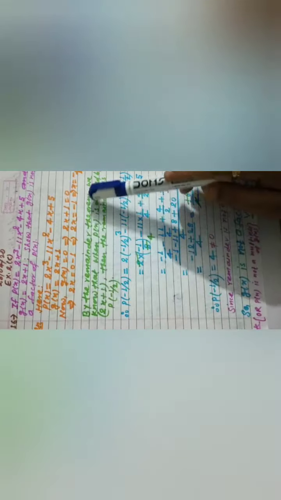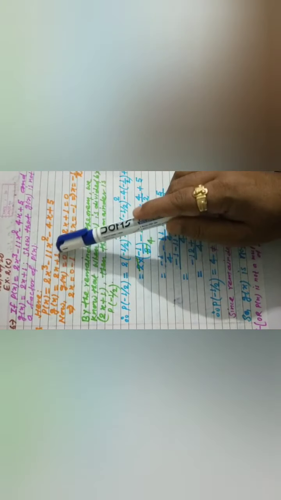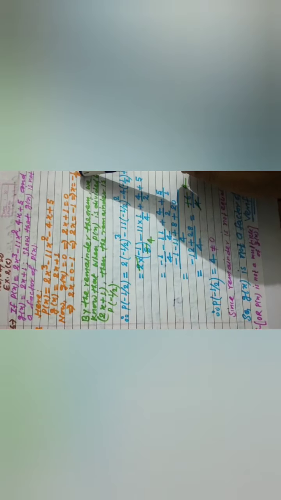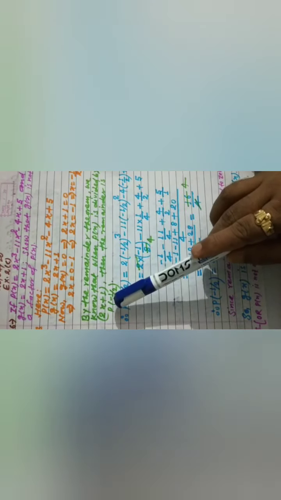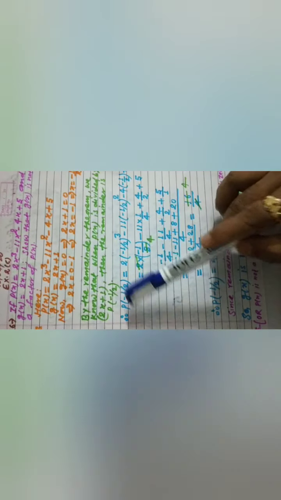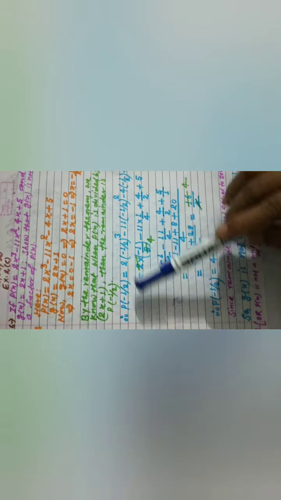Now by the remainder theorem we know that when p(x) is divided by this polynomial, 2x plus 1, the remainder is the value of this polynomial at the x we have found, which is minus 1 by 2. So the remainder will be the value of this polynomial at x equal to minus 1 by 2. Therefore let us find the value of this polynomial at x equal to minus 1 by 2.